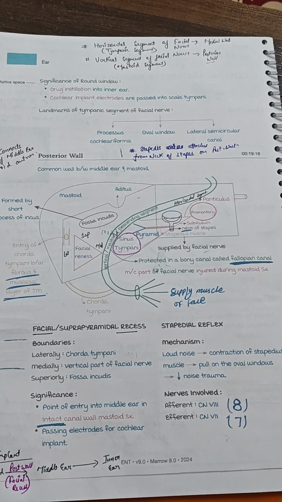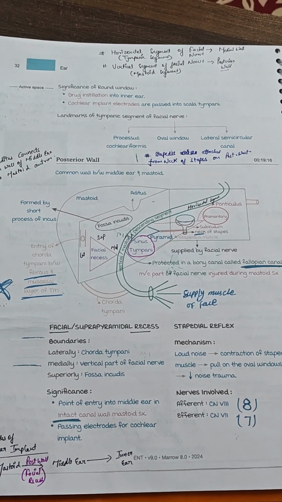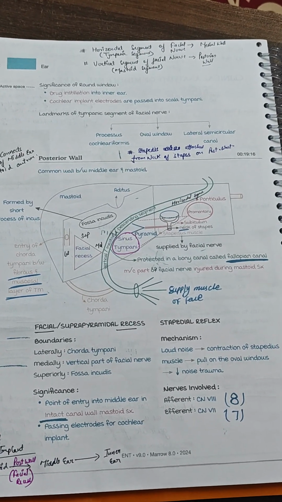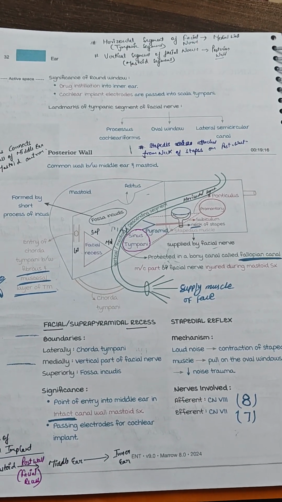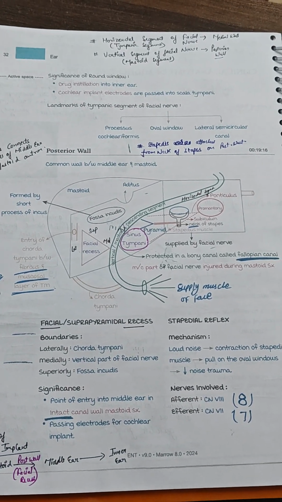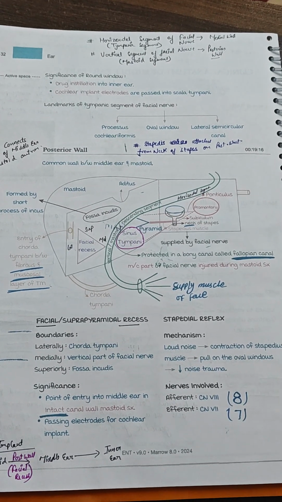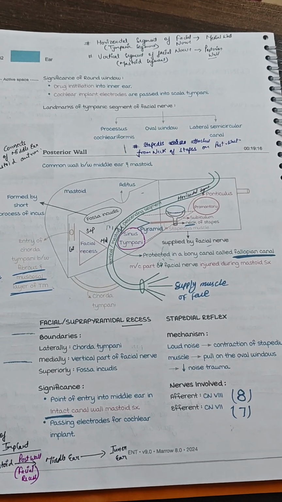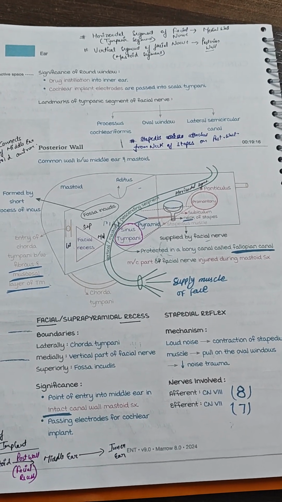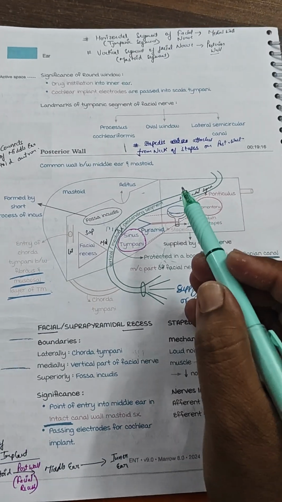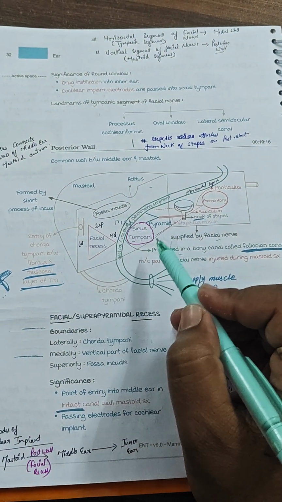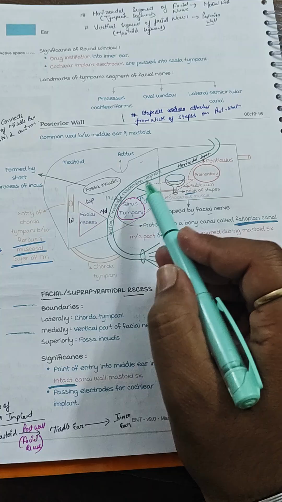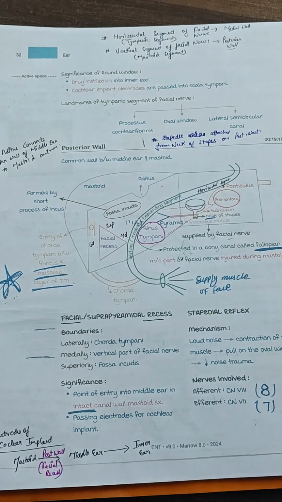Now in the posterior wall, as we discussed earlier, in the medial wall there was the horizontal segment of the facial nerve, but in the posterior wall there is the mastoid segment, or the descending segment, or the vertical segment of the facial nerve. It takes a turn onto the posterior wall, which is known as the second genu, while on the medial wall was the first genu. Here it descends vertically behind the pyramid, which is why it is known as the descending segment.